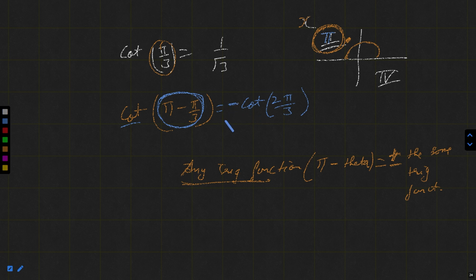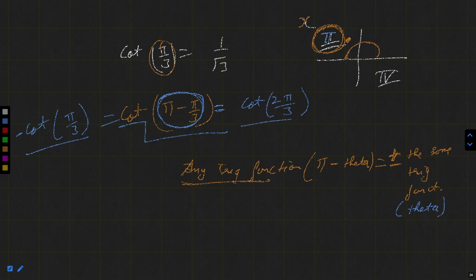So cot of pi minus pi by 3 is equal to minus cot pi by 3, the same trigonometric function with angle theta. That is what I mean. So from this we can say minus cot pi by 3 is equal to cot of pi minus pi by 3, which is equal to this.